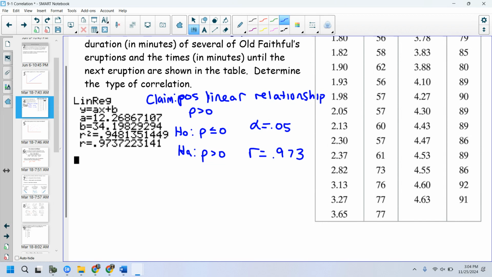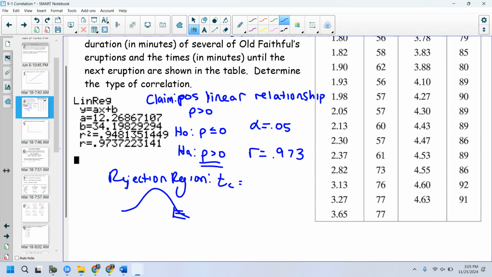Okay, so let's figure out our rejection region. Still cannot spell rejection region here. And again, this is a positive, right-tailed test, greater than 0, right? It's going to end up right there. Let's find out our critical value, our t_c.